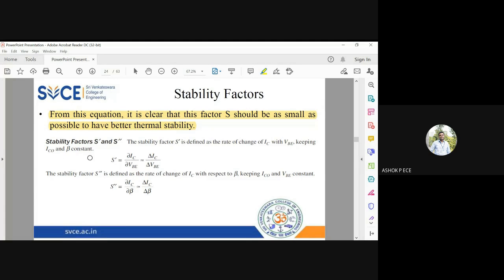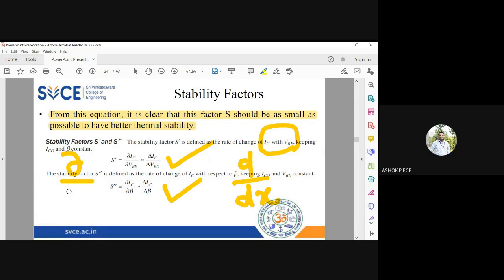Now the other two parameters, S dash and S double dash. S dash, we give the priority to VBE second. So S dash equals dou IC by dou VBE, and S double dash equals dou IC by dou beta. So these are the two expressions for S dash and S double dash. If you have one variable, we use d by dx differentiation. Since we have three variables here, even though at a time only one variable is considered, it is logical to use dou by dou x, partial derivative.